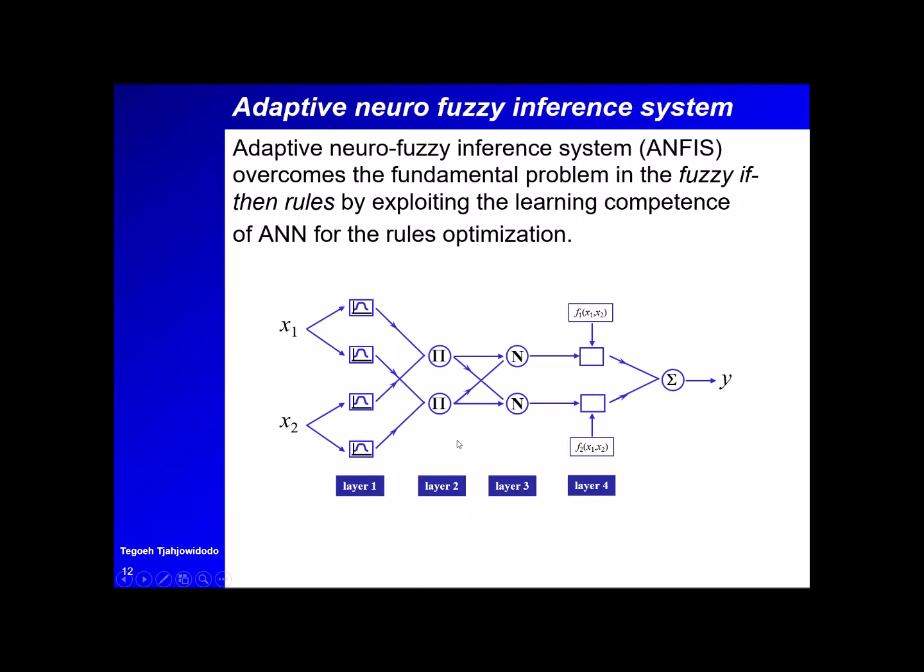And then in the second layer, we multiply the output of the membership functions. In the third layer, we normalize the output of the second layer. The fourth layer is the defuzzification part. We defuzzify the output from the third layer to get into the input in the very last output layer there. How it works, I will give a brief description in the next slide here.